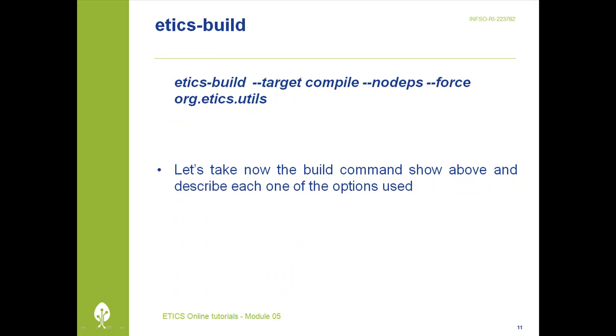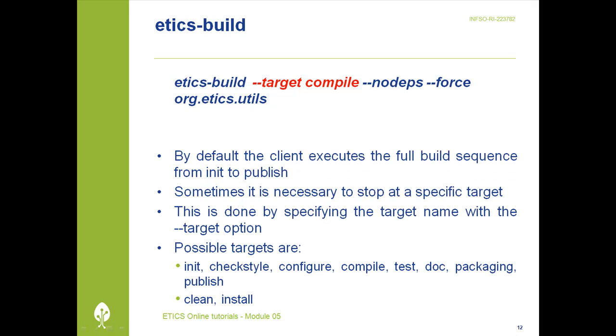Let's now take a look at some more options for the ETICS build command. By default, the client executes the full build sequence from init to publish. Sometimes it is necessary to stop at a specific target without completing the full sequence. This is done by specifying the target name with the target option. Possible targets are init, check style, configure, compile, test, doc, packaging and publish. Two additional targets, clean and install, are used outside the build sequence to clean the workspace or install the packages in a specified location.